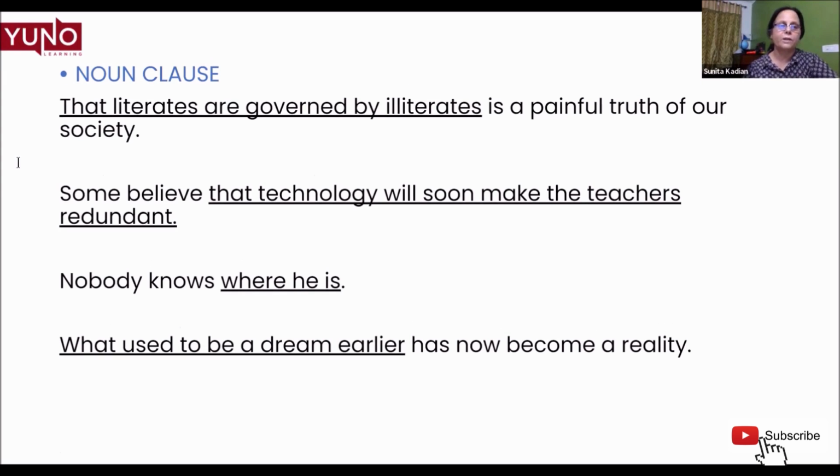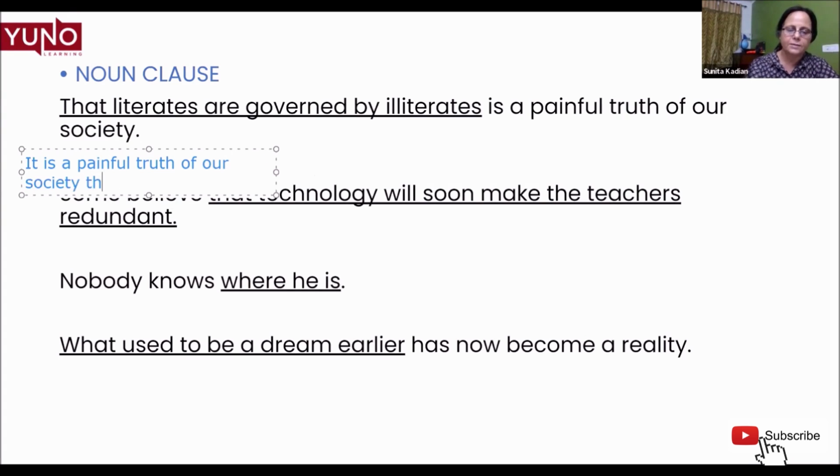I can structure it even in this way. It is a painful truth of our society that literates, and we continue this way. And I'm sure you all are familiar with this kind of sentences.